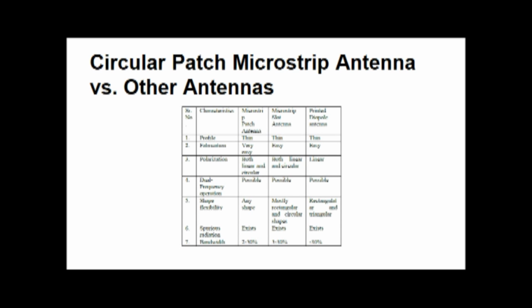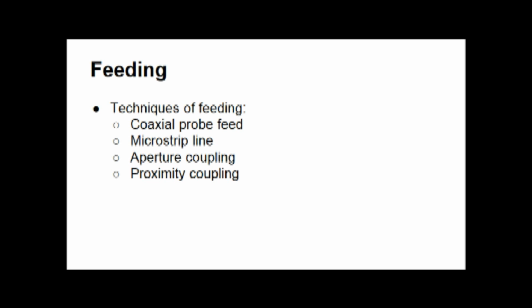For shape flexibility, the microstrip patch antenna can be made in any shape. That's why we have the circular microstrip patch antenna. Whereas the slot antennas are mostly rectangular and circular, and the printed dipole antennas are rectangular and triangular. Now, the spurious radiation exists in all three, and the microstrip patch antenna has a greater bandwidth, 2 to 50%, whereas the microstrip slot antenna is 5 to 30%, and the printed dipole antenna is around 30%.